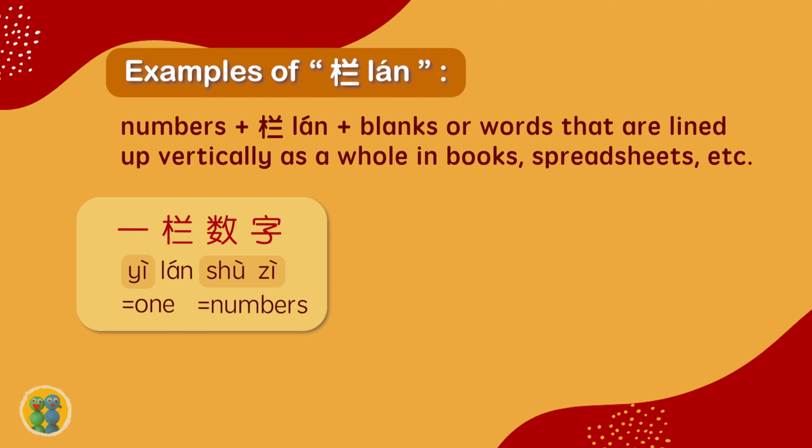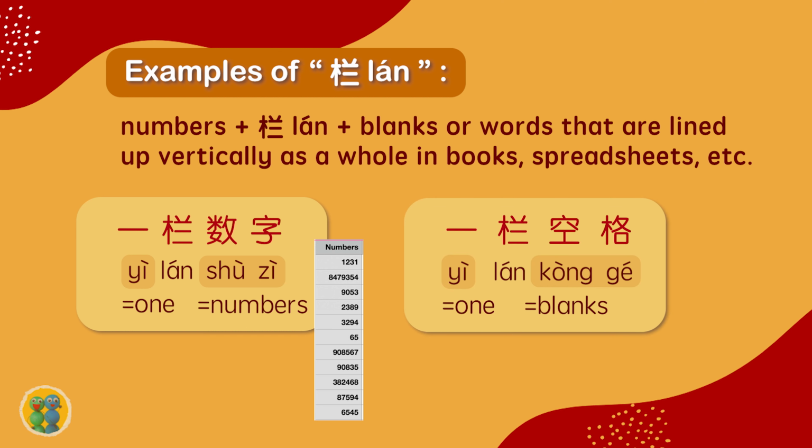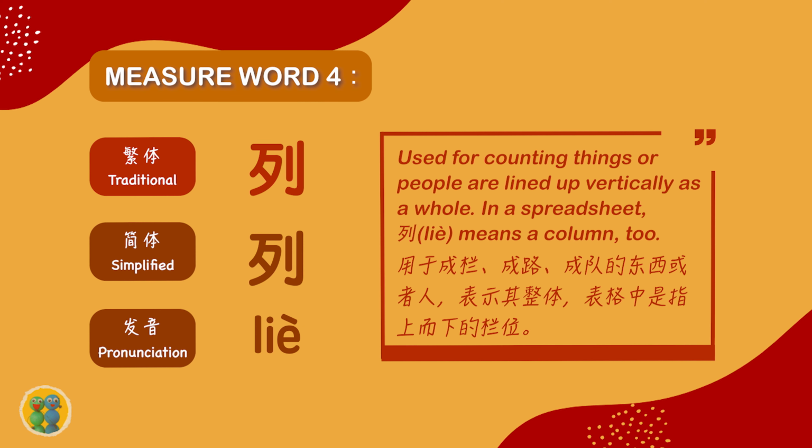一栏数字. It means one. 数字 means numbers. 一栏空格. It means one. 空格 means blanks. So it's one column of numbers, one column of blanks. And the fourth measure word is 列.